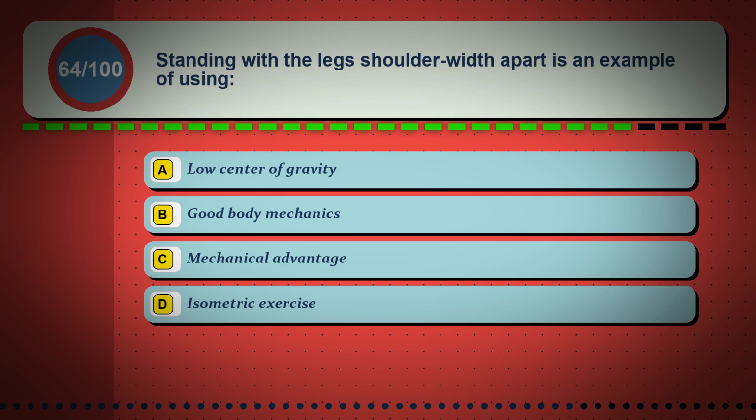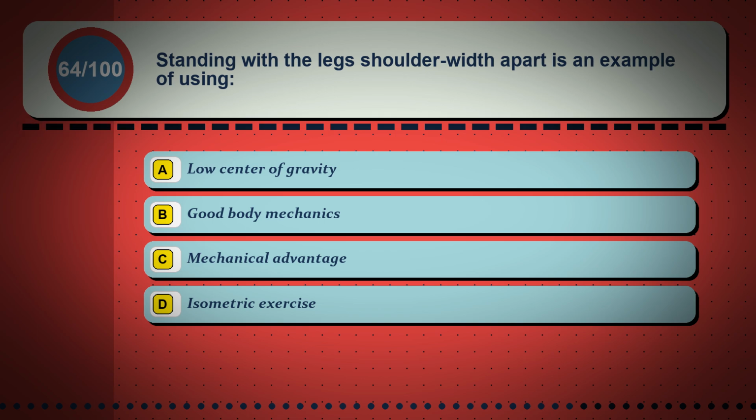Question 64. Standing with the legs shoulder-width apart is an example of using: Option A. Low center of gravity. Option B. Good body mechanics. Option C. Mechanical advantage. Option D. Isometric exercise.